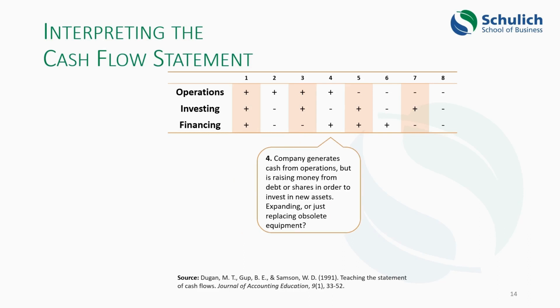Fourth pattern, positive cash flows from operations, but also positive cash flows from financing, negative cash flows in investing. So the company is healthy, it's generating operating cash flows, but it's also generating cash through financing, debt, or issuing shares in order to fund the investment in new assets. So the question is, is this an expansion that they're doing, or are they just replacing some of their obsolete equipment?